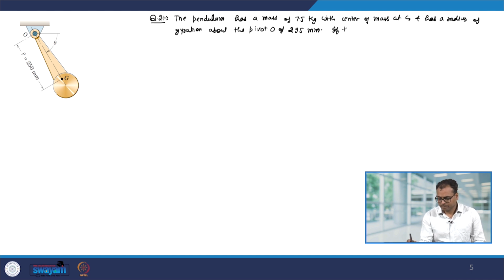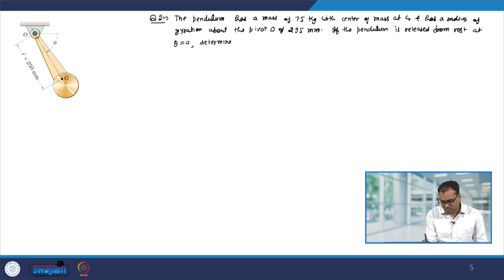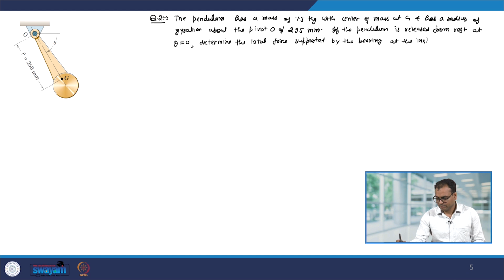If the pendulum is released from rest at theta equal to 0 degrees, determine the total force supported by the bearing at the instant when theta equal to 60 degrees, and it is given that the friction in the bearing is negligible.